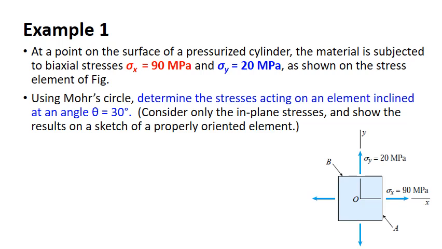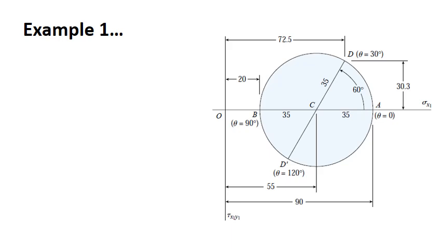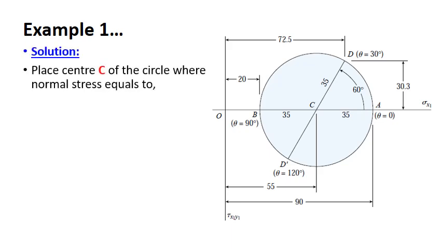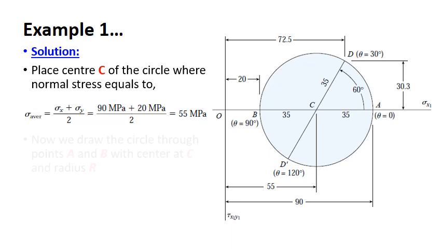In this case, the state of stress on the element is given: sigma x, sigma y. We need to determine the stresses acting on the element inclined at an angle of 30 degree. So how to do that? We don't have the value of shear stress. Okay. So as usual, let us mark sigma x, sigma y. Take the average of that, divide by 2, right? We will get the center, and that is 55 MPa.